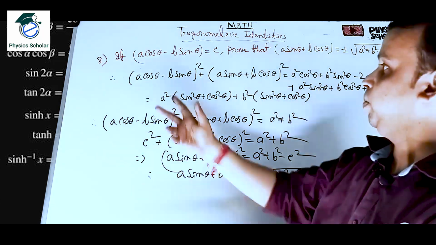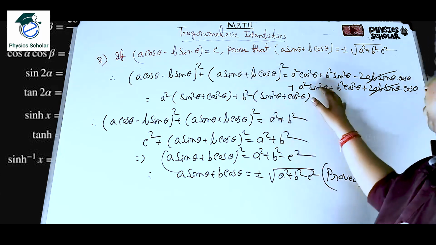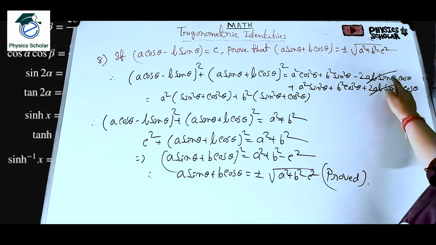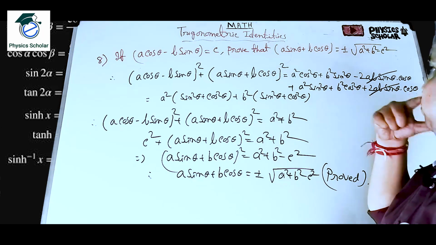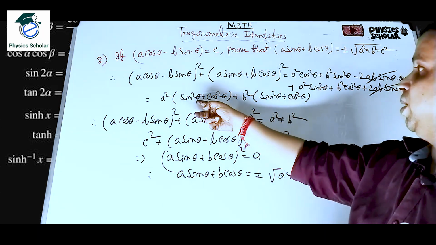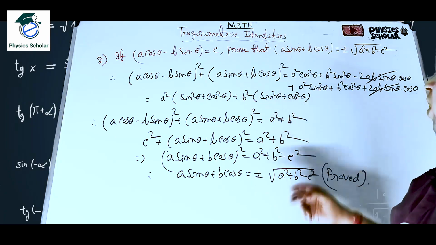So the formula of (a minus b) whole square I have written over here, and the formula of (a plus b) whole square I have written over here. So minus 2ab sin theta cos theta and plus 2ab sin theta cos theta will be cancelled. So here a square will be common, that means sin square theta plus cos square theta, and from here b square will be common, that means sin square theta plus cos square theta.